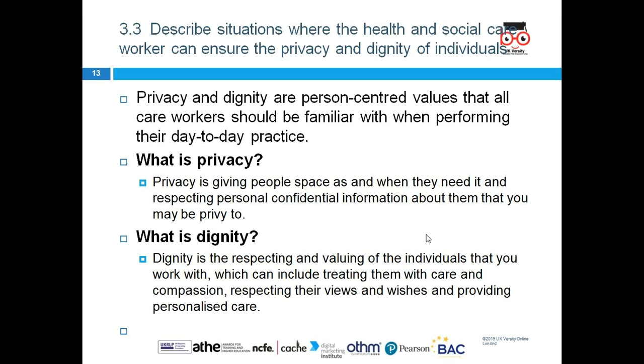What is privacy? Privacy is giving people space as and when they need it, and respecting personal, confidential information about them that you might be privy to. What is dignity? Dignity is respecting and valuing all of the individuals that you work with, treating them with care, compassion, and respecting their views, and also giving them personalized care. I'm going to ask each one of you to give me a short example of what you might have done to ensure somebody's privacy or dignity is kept.